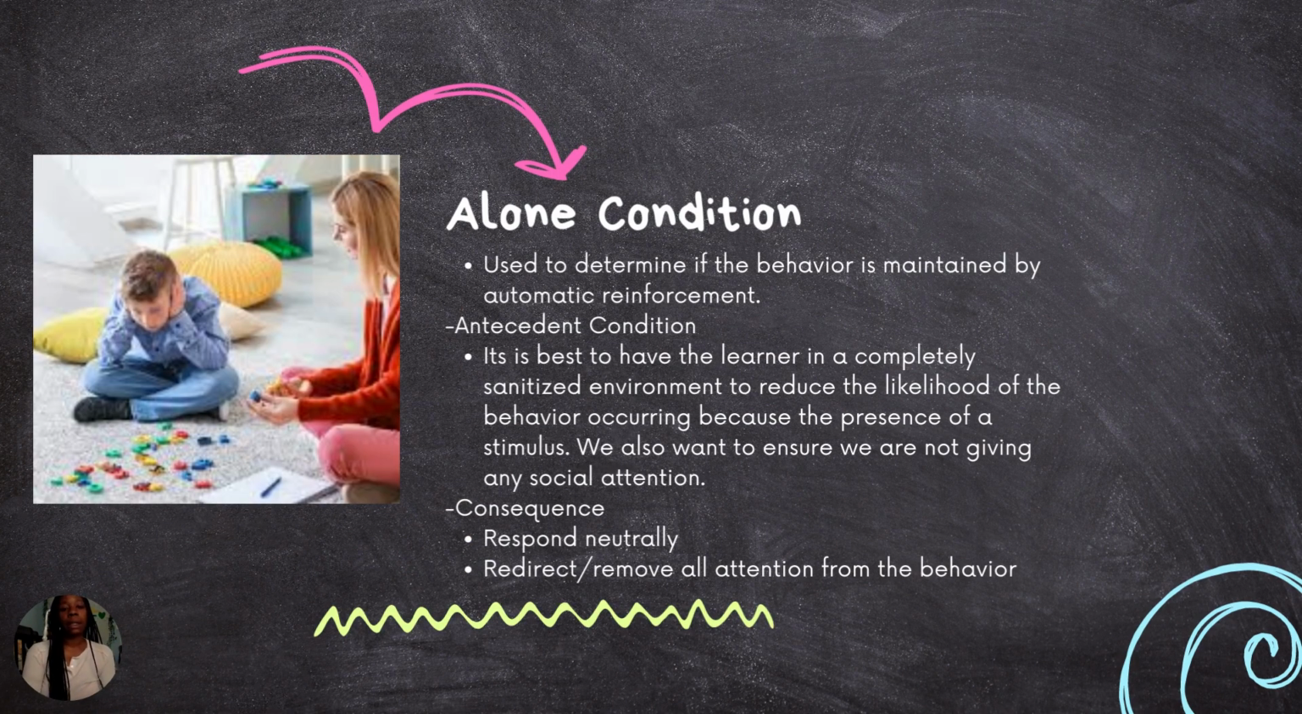Next, we are going to be discussing the alone condition, and it is used to determine if the behavior is maintained by automatic reinforcement. In the antecedent condition, it is best to have the learner in a completely sanitized environment so we reduce the likelihood of any outside influence on the behavior. If the behavior does happen, we are going to respond neutrally and redirect and or remove all attention from the behavior.